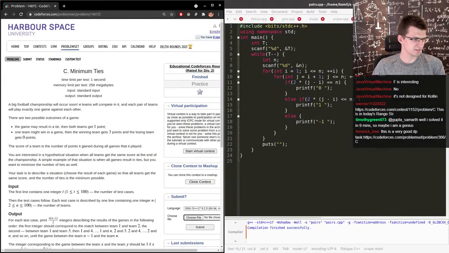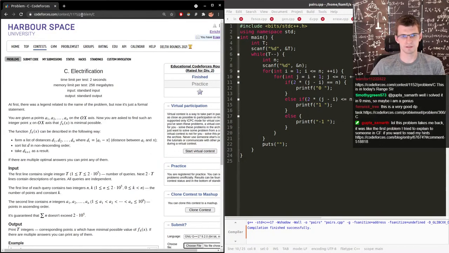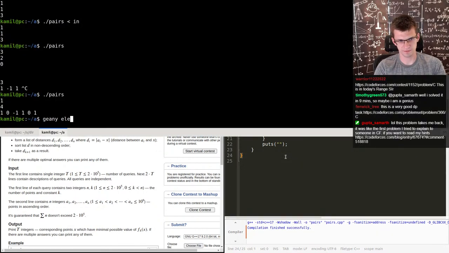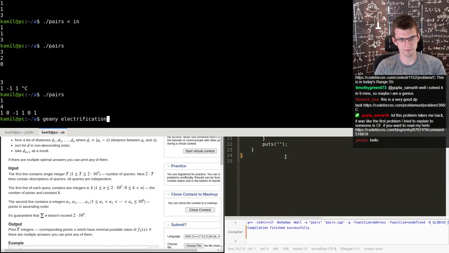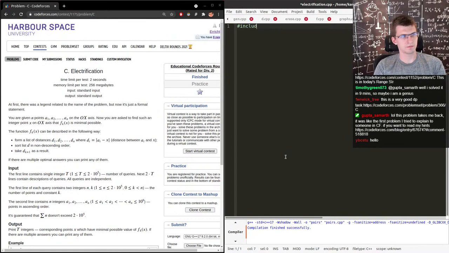I would feel bad skipping this kind of problem just because it's easy to implement. Can I name these pairs? Not really. This problem takes me back. First problem I tried to explain to someone in Codeforces. So you had a hard time. If you want to read my hints.